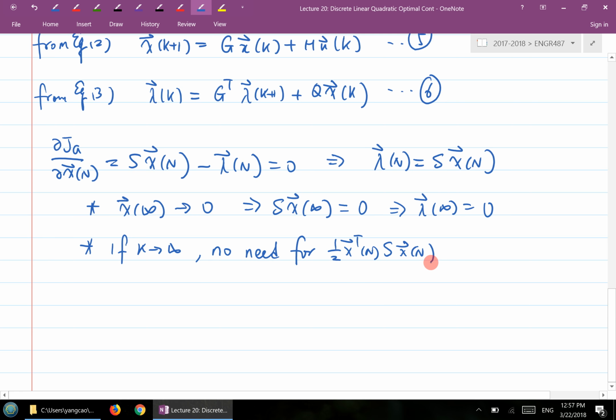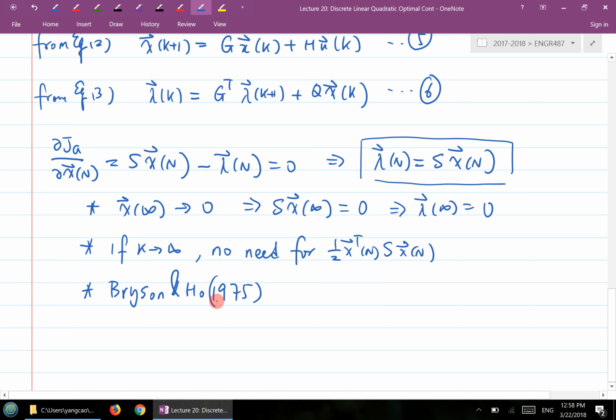Okay. So based on these results headed here, in 1975 there are two authors in the control area. They proposed a so-called sweep method. So essentially, by looking at these results here, the assumption is, let's assume the lambda k.